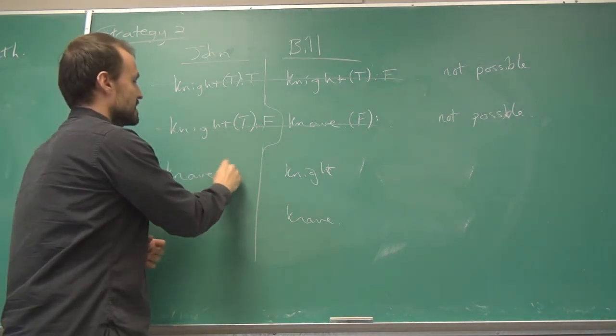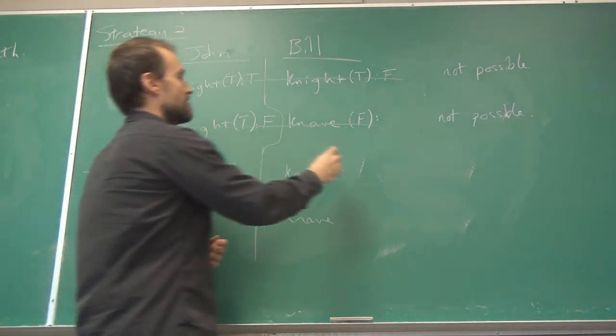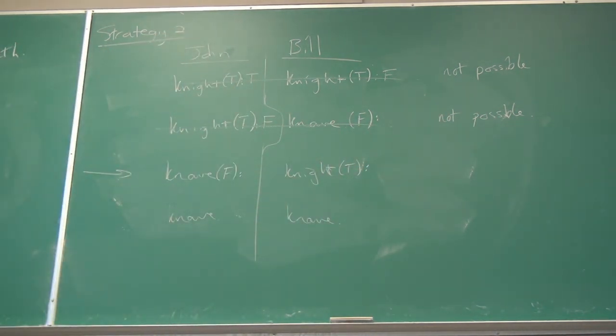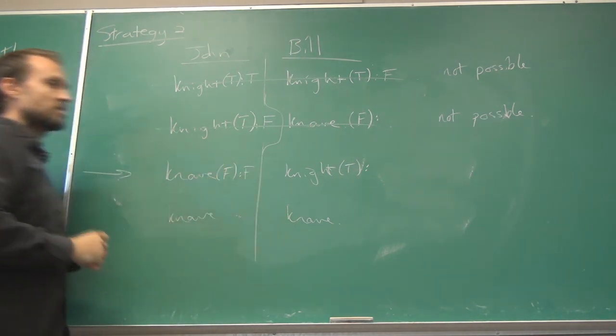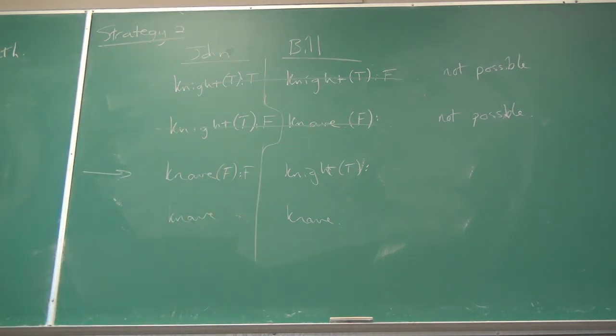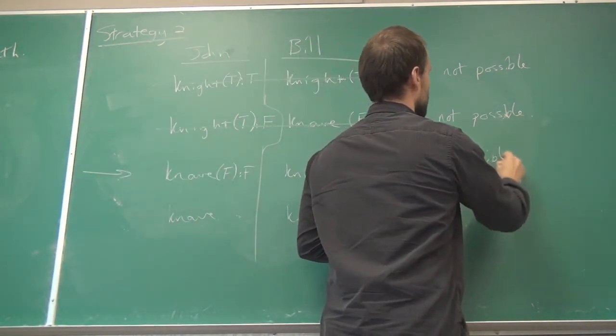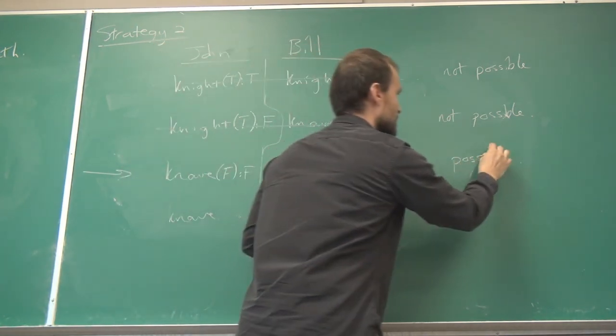If John is a knave, he has to lie. And if Bill is a knight, he has to tell the truth. Let's see what they say. John says, we are of the same kind. True or false? False. Should I throw it out? No, it's consistent with how he should behave. If Bill is a knight, he should tell the truth. He says, we are of different kinds. True. That is true. So everything is consistent and possible.